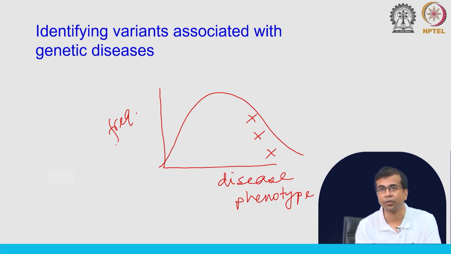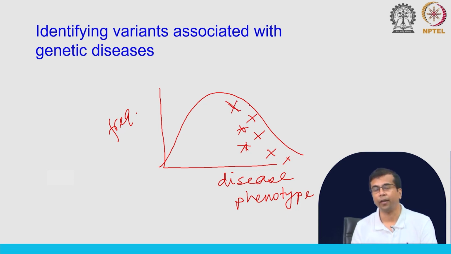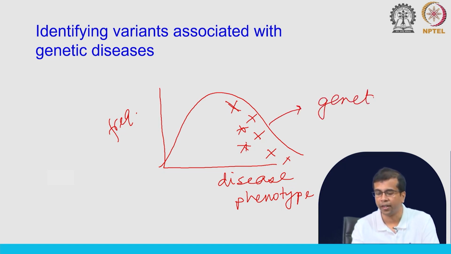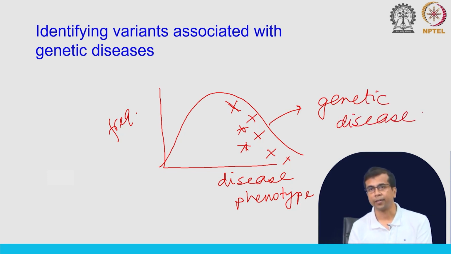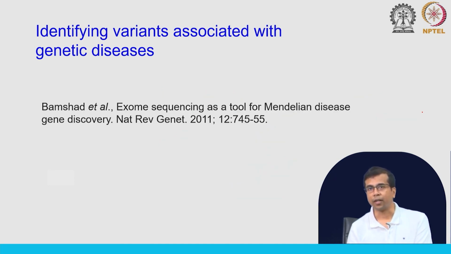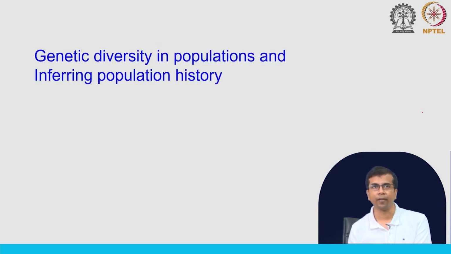Frequency of individuals showing these different disease phenotypes, and we see certain mutations are associated with very severe disease phenotypes. And that might mean these mutations, these variants are perhaps associated with this genetic disease. So, studying these germline variants can help us also study these genetic diseases. So, here is again some reference for your better understanding. You can go and read about disease gene discovery, association of mutations in certain genes with certain genetic diseases.